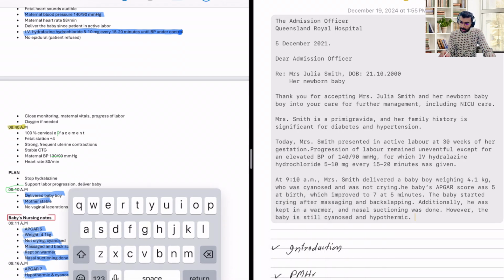Let's go through this. The baby's APGAR score was 5 at birth. We checked APGAR at birth, at 1 minute and then 5 minutes, which improved to 7 at 5 minutes. The baby started crying after massaging and back slapping. Additionally, he was kept in a warmer and nasal suctioning was done. However, the baby is still cyanosed and hypothermic. This is the reason why we are transferring the baby.